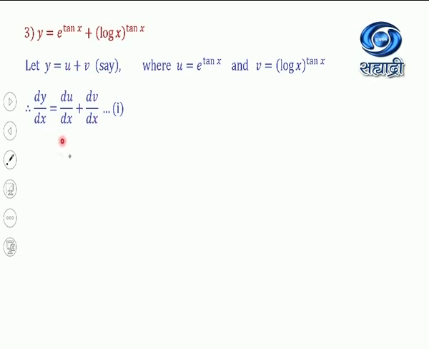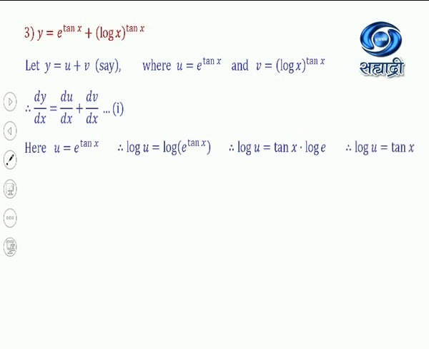We write dy by dx equal to du by dx plus dv by dx, and we denote it by equation 1. That means now we find first du by dx by using this and dv by dx by using this, and then substitute the values of du by dx and dv by dx in equation 1. So we consider first function u equal to e to the power tan x, by taking log u equal to log of e to the power tan x. That means tan x into log e. Again, you know very well log e equal to 1. So we write log u equal to tan x because log e equal to 1.